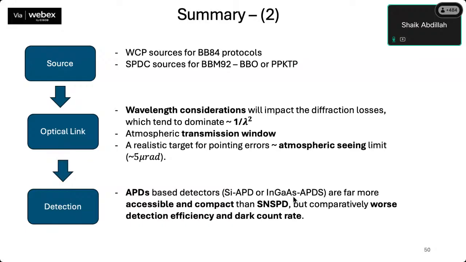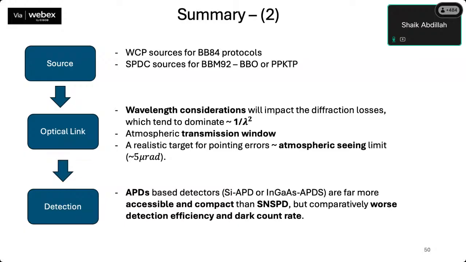So we learned about weak coherent pulse sources for BB84 protocols and SPDC sources for BBM92, both of which can provably exist in space with sufficient thermal shielding, sufficient radiation shielding, and sufficient decoupling such that they can survive the launch, right? We talked about the wavelength consideration and how it will impact the diffraction losses, which dominate, and we talked about the atmospheric transmission window.